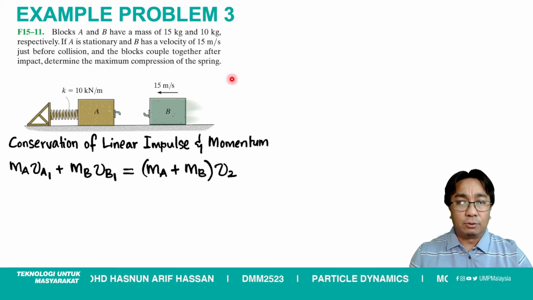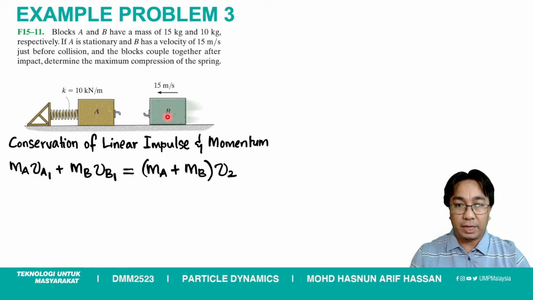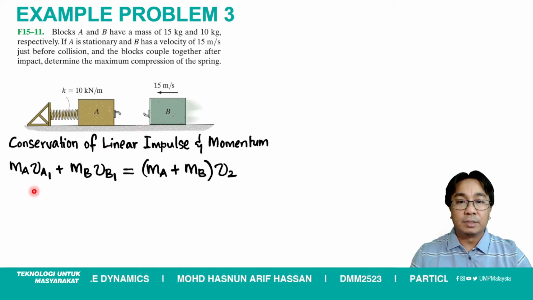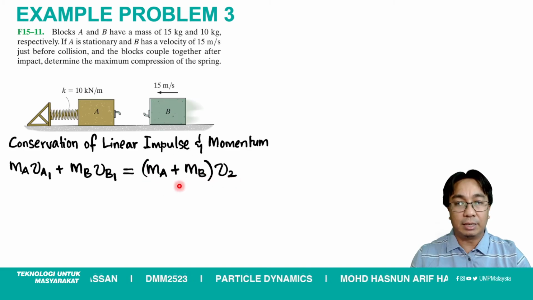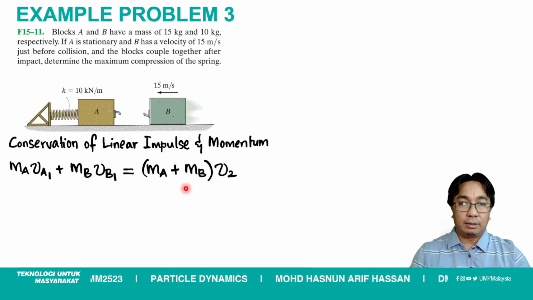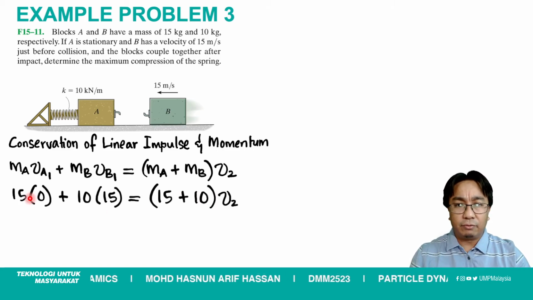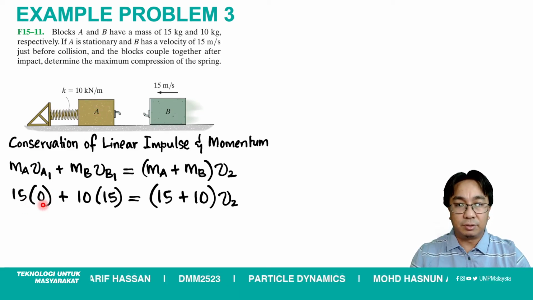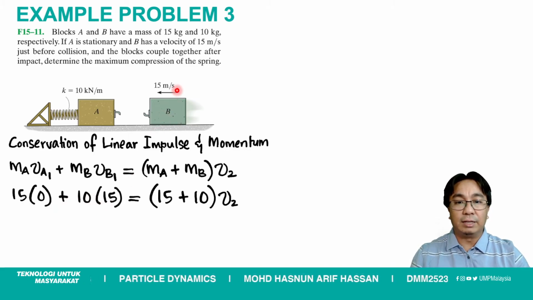Definitely this is another impact problem of two objects or two particles, so we need to use the conservation of linear impulse and momentum. MA VA1 plus MB VB1 equals MA plus MB times V2, because after the impact both blocks will stick together. So we have here VA is equal to 0. It is stationary. 15 times 0 equals 0, plus block B, 10 kg times 15 meters per second.